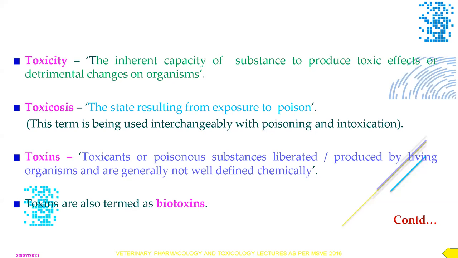And the toxins are the toxicants or poisons liberated or produced by living organisms and are generally not well-defined chemicals. If you want to state an example, the mycotoxins, of course. These are produced by the mold, that means living organisms, or the toxins from the honeybees. They are substances liberated by some of the insects, which are also living organisms, and are generally not well defined because of the complex nature of biological toxins. So toxins are also termed biotoxins.